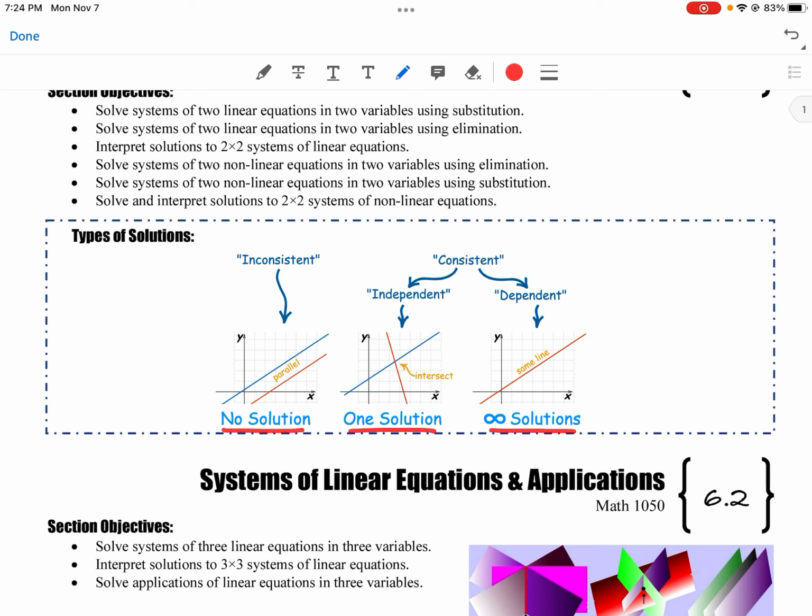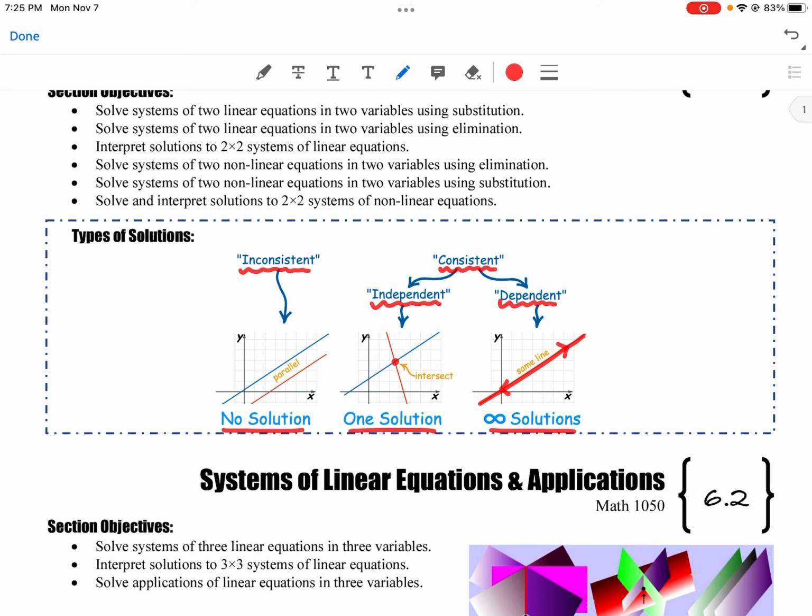In general, if there's no solution, we call it an inconsistent system, versus if there is a solution, we call it consistent. Then if there's only one solution, think about the two lines. They're independent, they're separate. And if there are infinite solutions, you can think about them being the same line, so they're dependent on each other. That will be some vocab that you hear throughout this unit, so just be familiar with it. But there's nothing you actually have to do.